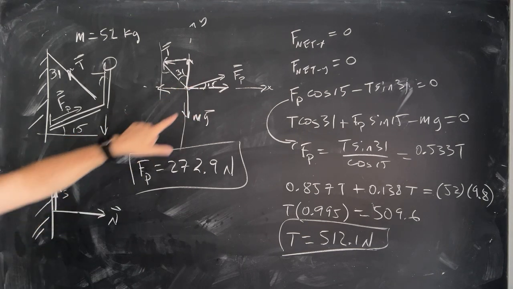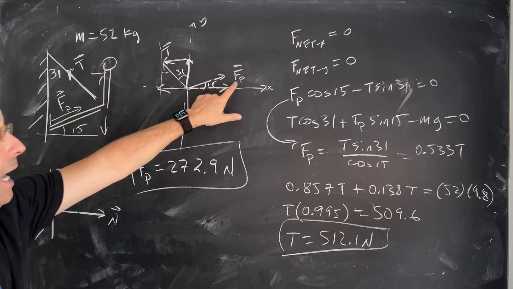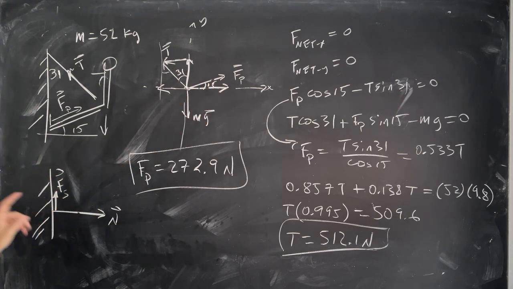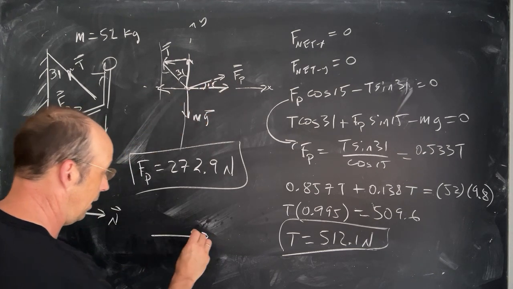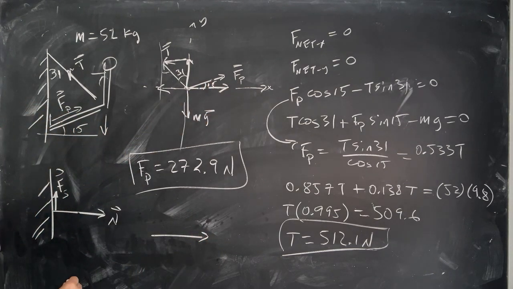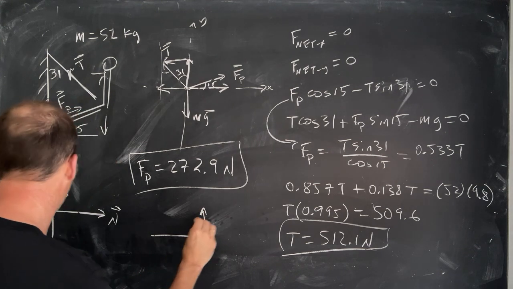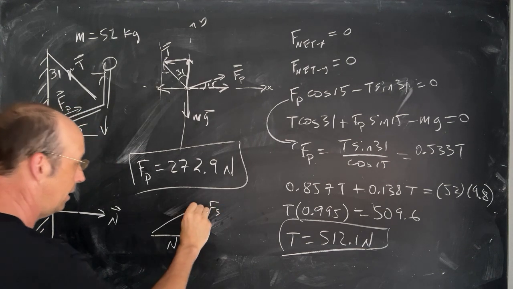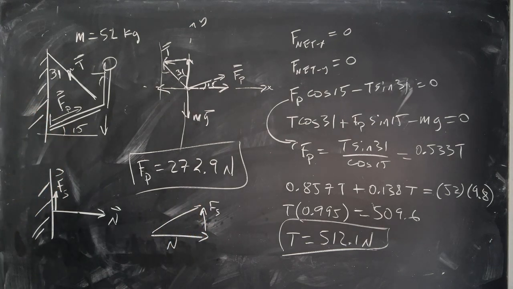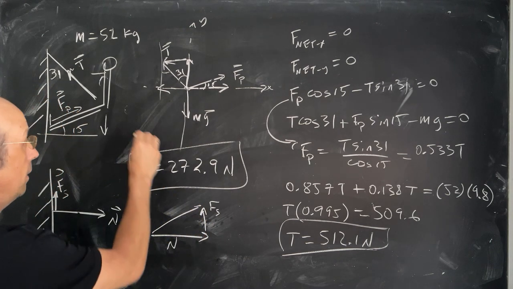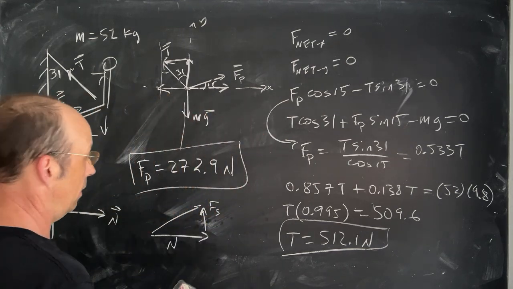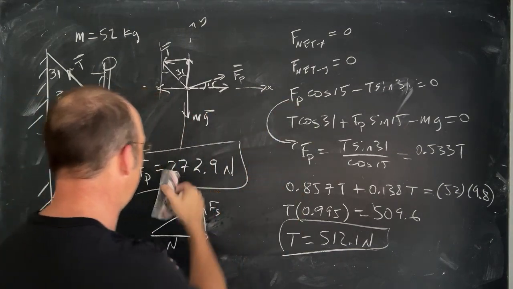So I know the magnitude of FP, and I know the angle. So I can draw it like this, N, which is, it's okay to have N to the side, and F friction, and that's N. And then I can say the following. Let's write this. I don't actually need T. I don't need any of this stuff. I just need the F.